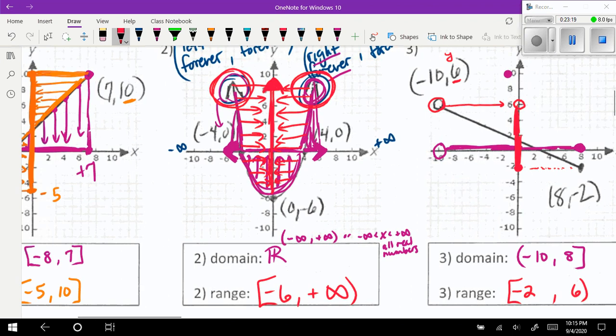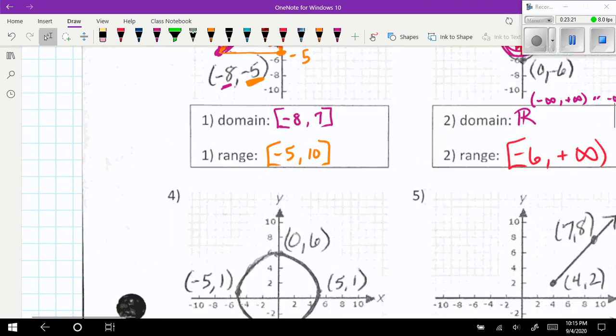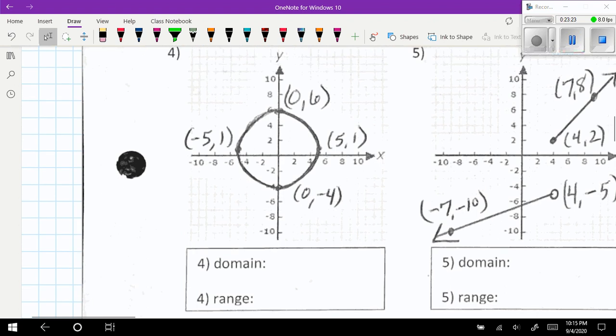Okay, let's see if we can move a little faster here. Let's go on to the next one. Oh, these are easy ones.